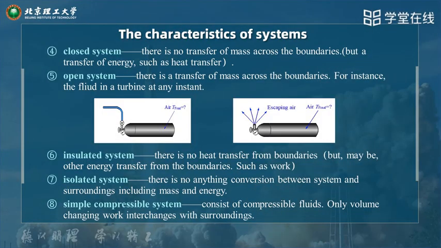Another kind of system is the insulated system. In this system, there is no heat transfer across the boundary, only no heat transfer. But maybe other energy transfer through the boundaries, such as work. Another system is the isolated system. This system is very special. There is no exchange between the system and the surroundings, including mass and energy. Nothing goes through the boundary.